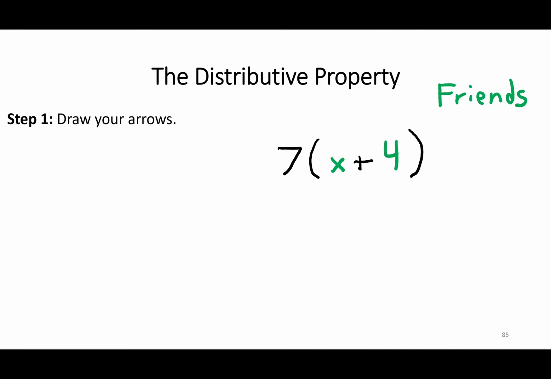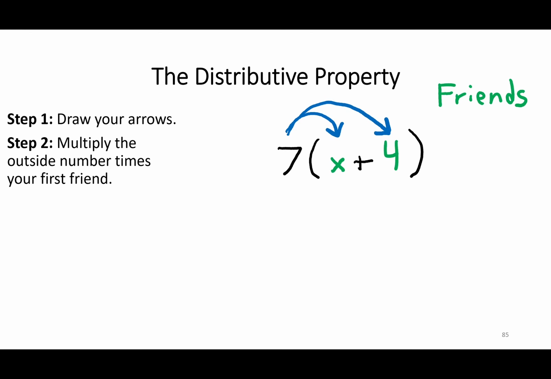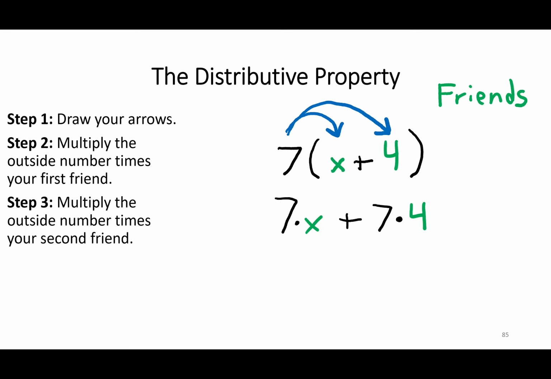Let's get to the actual notes. So, let's say you have this kind of situation, right? Your group is the x and the 4. You want to give cookies to your friends. So, step 1, draw your arrows. Boom. Step 2, you multiply the outside number times your first friend. Well, okay, 7 times x. Yeah, you're giving those 7 cookies to x. Great. And you're multiplying the outside number times your second friend, the 4. What's 7 times 4? 28. So, 7x plus 28. Boom.